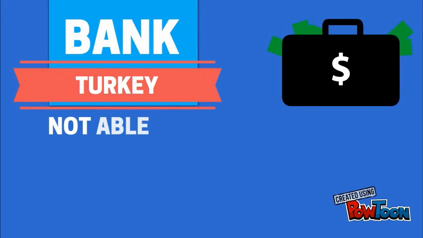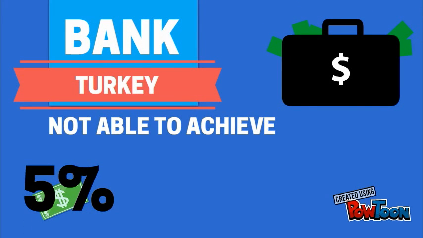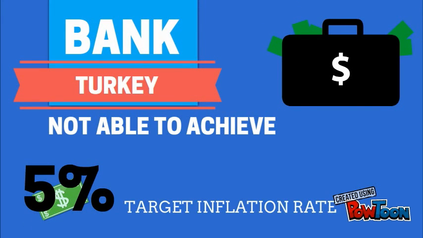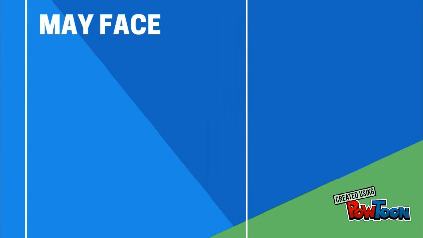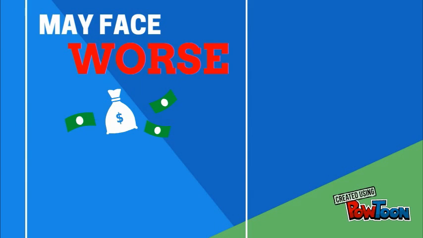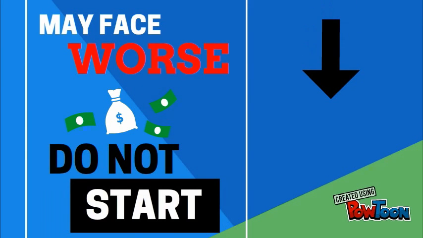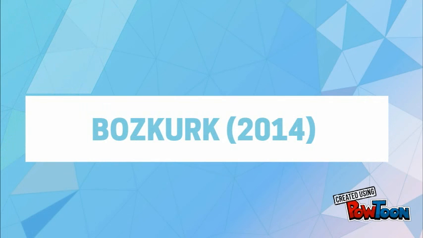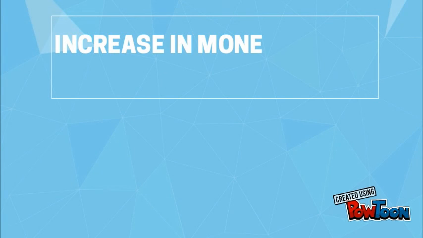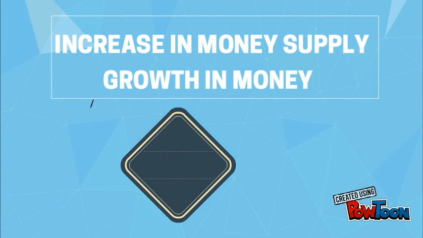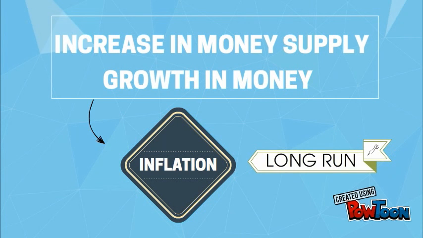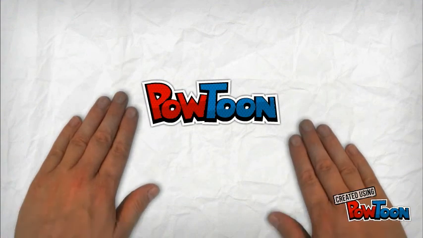Furthermore, the bank in Turkey was not able to achieve its 5% target inflation rate for the 5th time until now. Thus, Turkey may face a worse economic situation if they do not start to slow down the inflation rate. According to a study by Bozkurt in Turkey, the increase in money supply and growth in money will cause inflation in the long run.